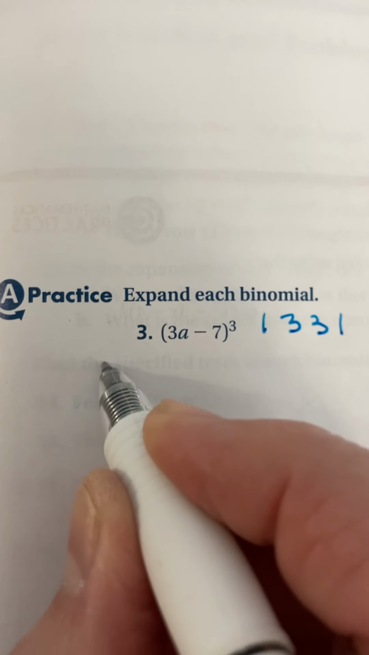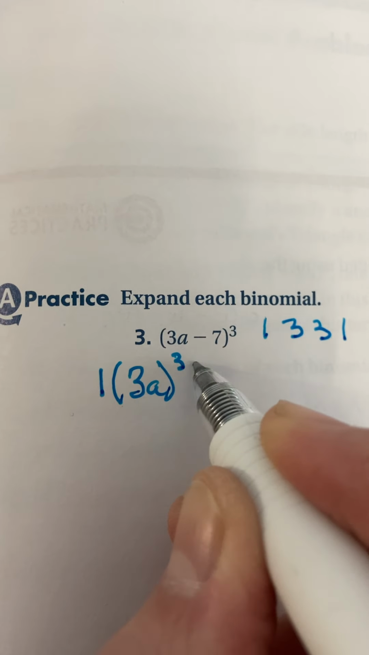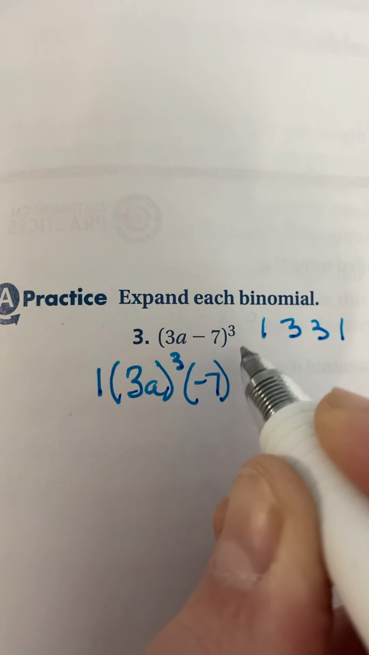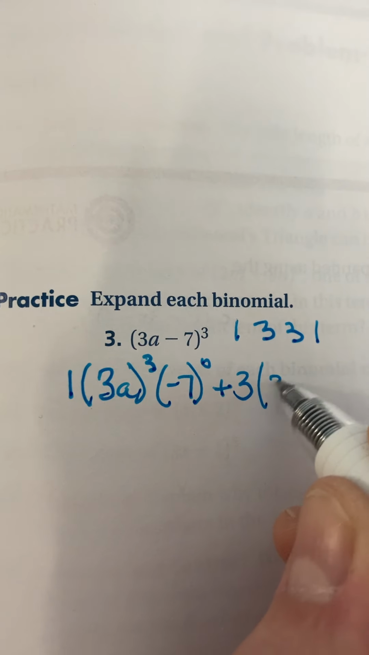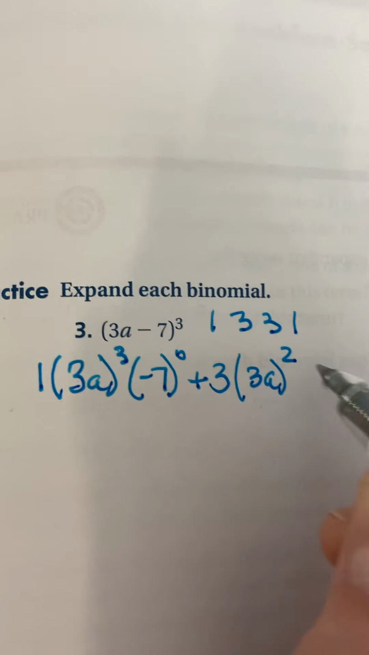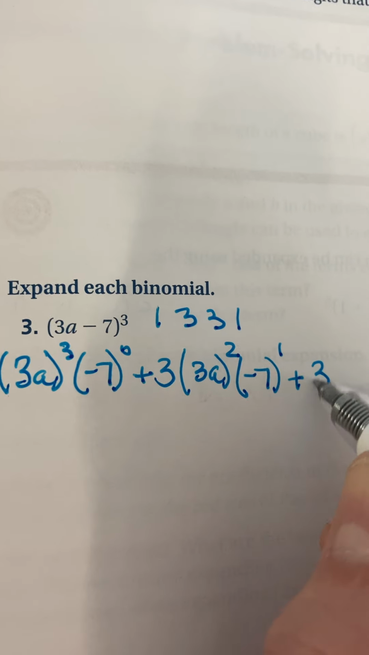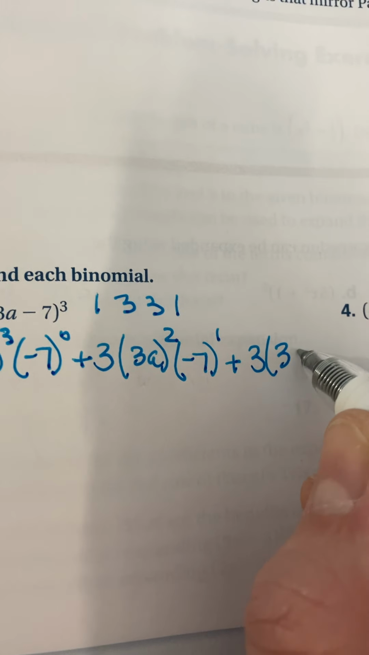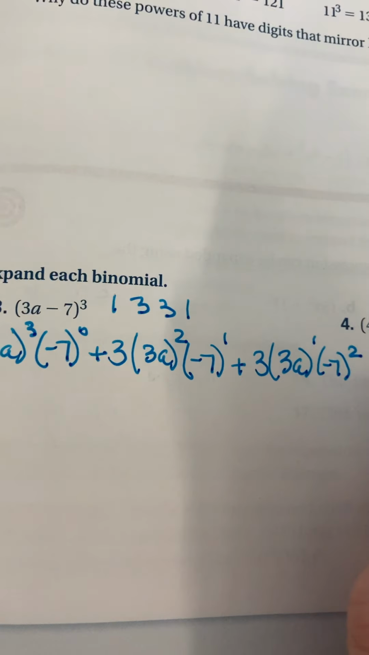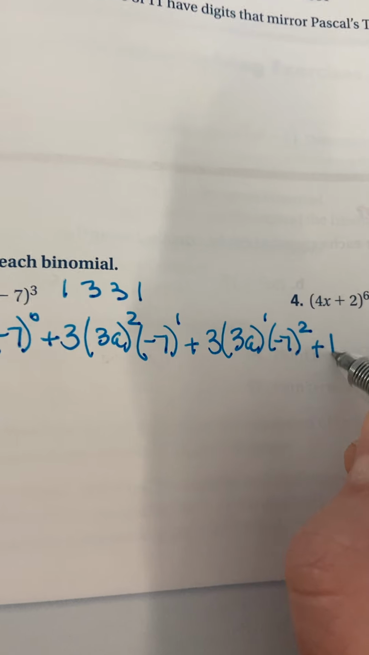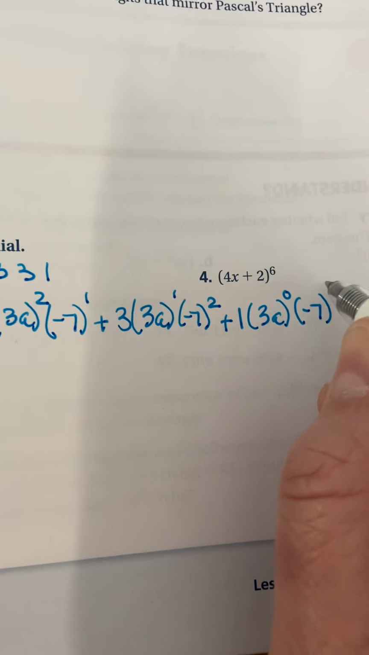All right, so I'm going to do 1 times my A, which is 3A, to the 3rd, then negative 7, which is my B, to the 0. Plus 3, and that's from here. Then I take my A, which is 3A squared, negative 7 to the 1st, then plus 3, and I'm going to drop this one down a degree, 3A to the 1st, negative 7 squared, and I'm going to run right into this one. Then I do my plus 1, 3A to the 0, and negative 7 to the 3rd.